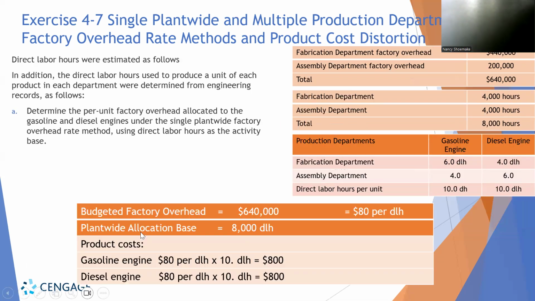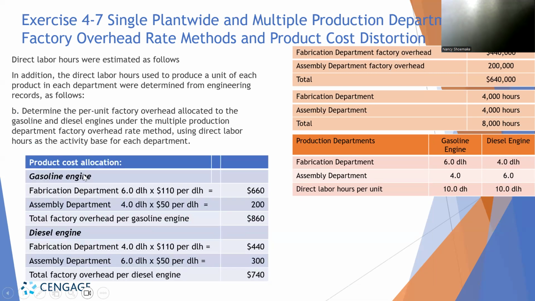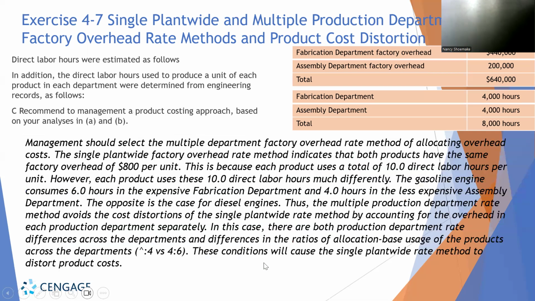If we based it on a plant-wide rate, it would be the $800 for either the gasoline or diesel engine. But if we do it based on the departments, then you see for the gasoline engine, it's a lot more. It's over that plant-wide rate. And for the diesel engine, it's under that plant-wide rate. So I've convinced you it works better doing on departments.